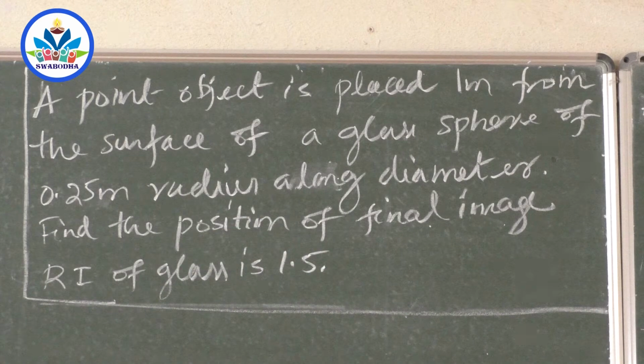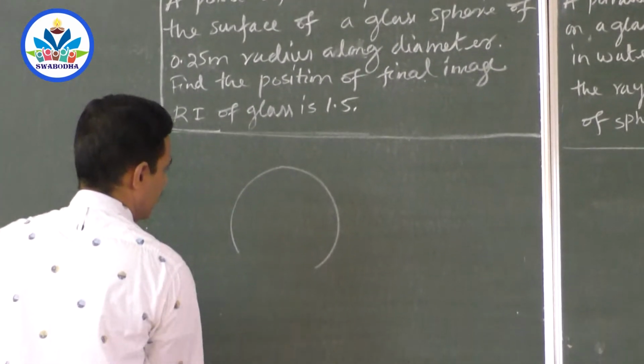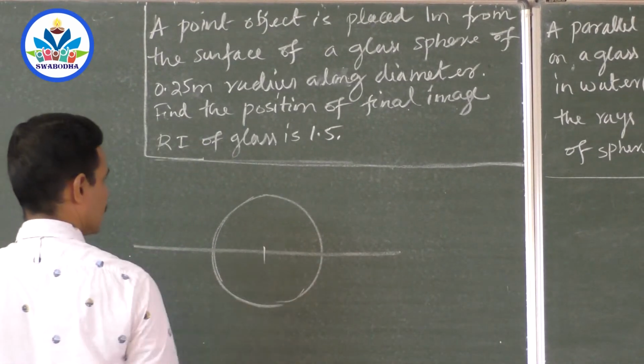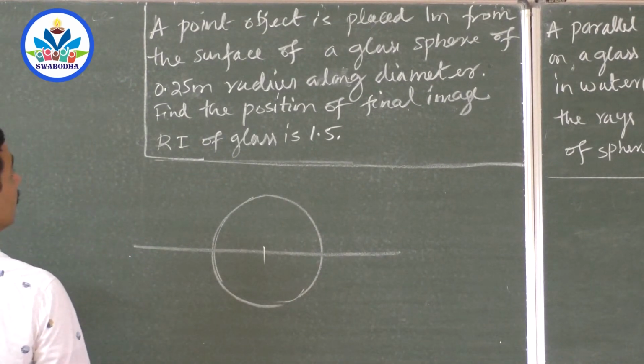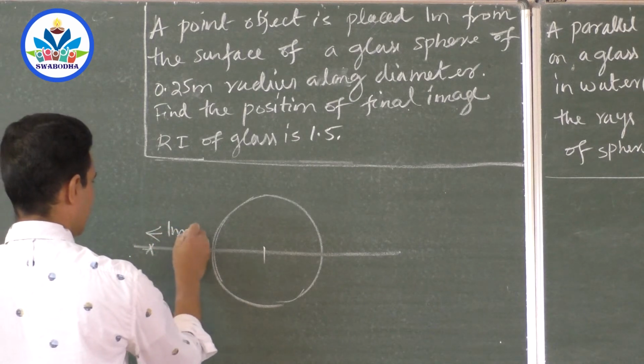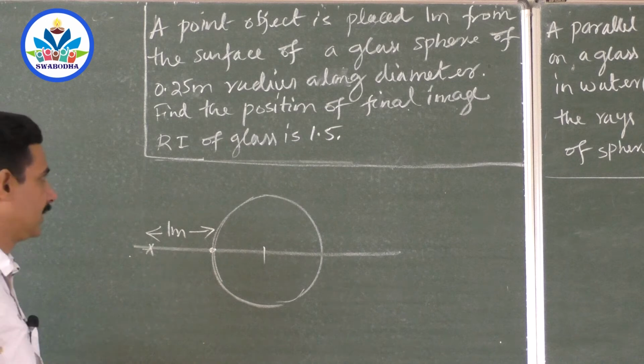A point object is placed in front of the surface of a glass sphere of 0.25 meter radius along the diameter. So it's a glass sphere. I will draw the diagram here only. Okay. This is a glass sphere, say. A point object is placed in front of a glass sphere along the diameter, and distance is not given. Yes, 1 meter from the surface of a glass sphere. That means from the pole. If it is not from the pole, they must mention from what distance you have to keep.